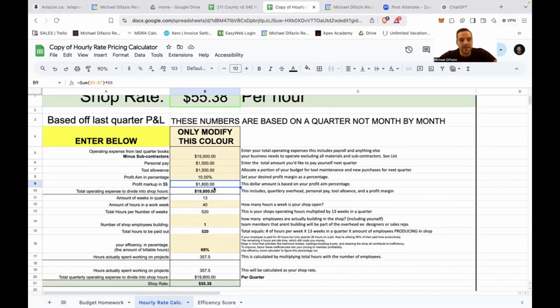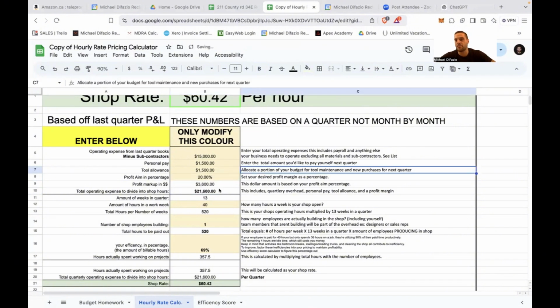So this is the total, right? So this will add up all of your overhead expenses, your personal pay, your tool allowance, and the profit percentage that you're looking to aim. If you're looking to aim to create a 10% profit margin, cool. If you want to make more than that, you just change it, right? You can change it to 20% if you want. See how the number just goes up?